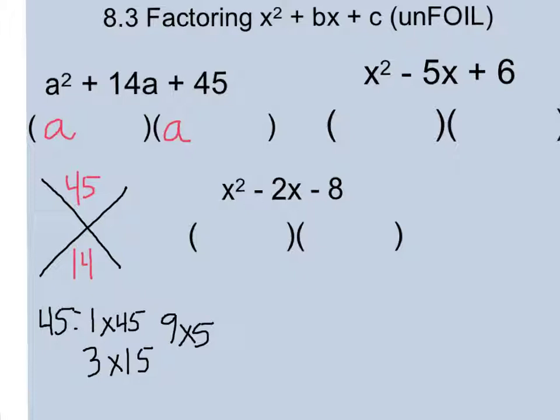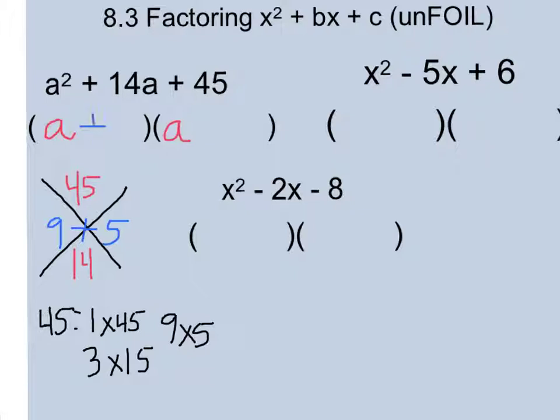What I did here, I came up with some factors that multiply to make 45. So 1 multiplied to 45 is 45, but that will not add to 14. 3 times 15 is 45. That will not add to 14. But 9 times 5 is 45, and it will add to 14. So now we check it. 9 times 5 is 45, and 9 plus 5 is 14.